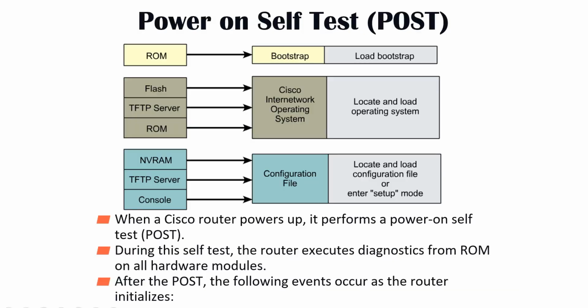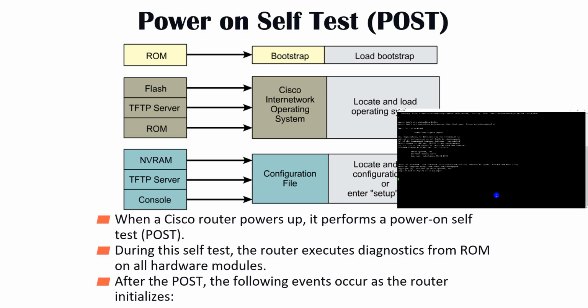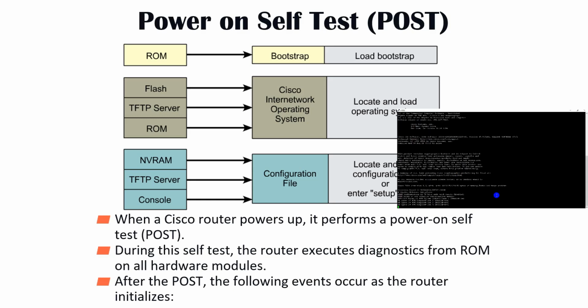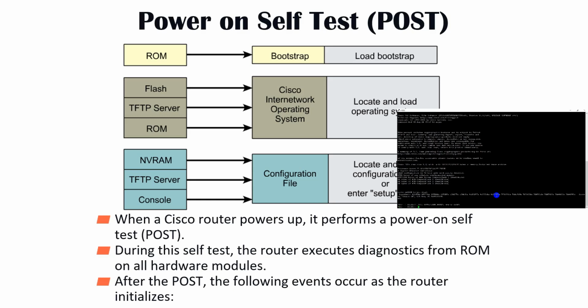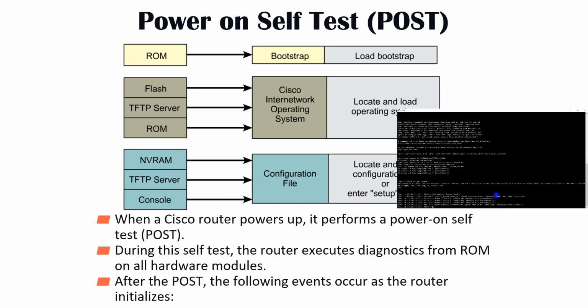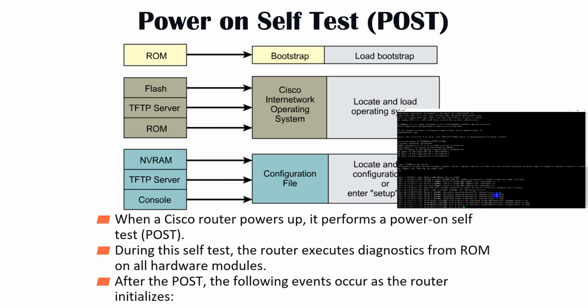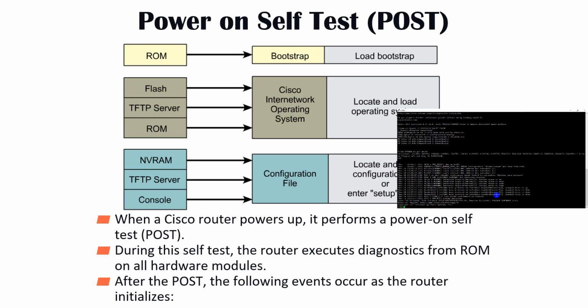Now it's time to understand what happens when you turn on a router. When a Cisco router powers up, it performs a power on self-test, POST. During this self-test, the router executes diagnostics from ROM on all hardware modules. During the power on self-test process, the router checks the configuration register value. If the configuration register value is 0, the router boots from the ROM monitor mode. If the configuration register value is 1, the router boots from the iOS image.